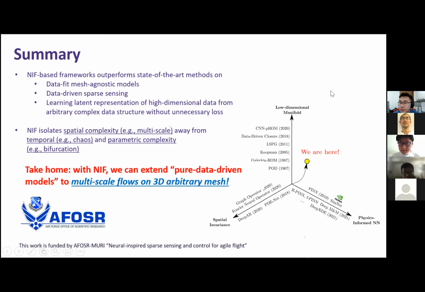Hi, can you hear me? Yes. Nice to see you. Hi, nice talk first of all, and I just have one question. I have some concern about how this framework senses the boundary. For example, if your cylinder is moving in your domain, what's your plan to make this NIF framework able to sense whether a point is in the domain or out of the domain?